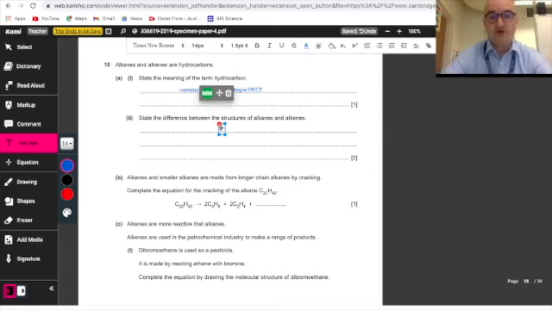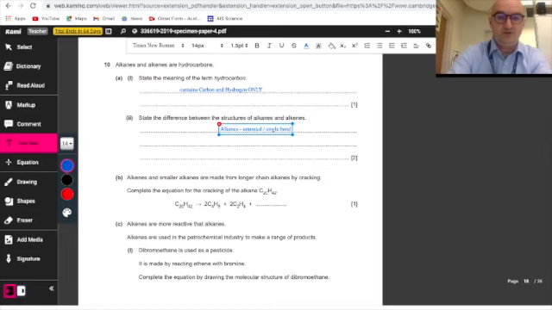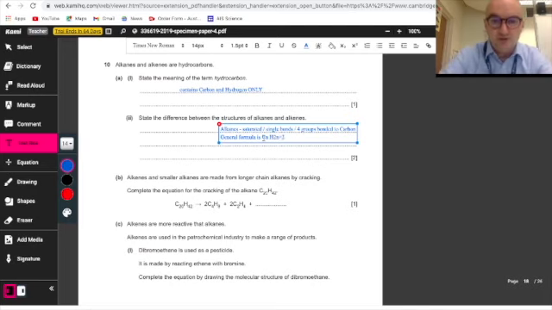State the difference between the structures of alkanes and alkenes. Okay, so alkanes are saturated and have single bonds, with 4 groups bonded to each carbon. Anything else that I wanted to say? Oh yeah, the general formula is CnH2n+2, with subscripts.